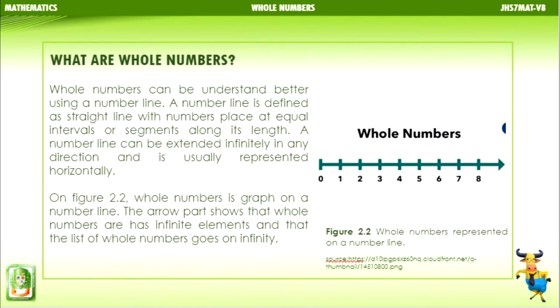Whole numbers can be understood better using a number line. A number line is defined as a straight line with numbers placed at equal intervals or segments along its length. A number line can be extended infinitely in any direction and is usually represented horizontally. On figure 2.2, whole numbers is graphed on a number line. The arrow part indicates that whole numbers has an infinite number of elements on that side and that the list of elements goes on infinitely.